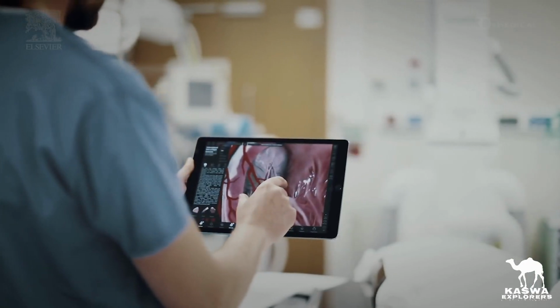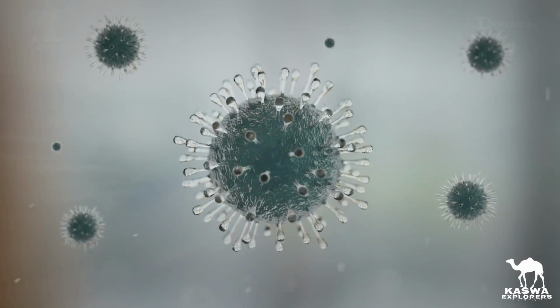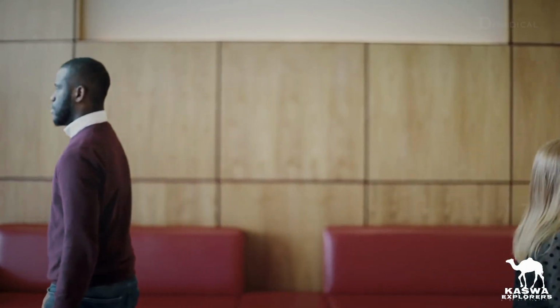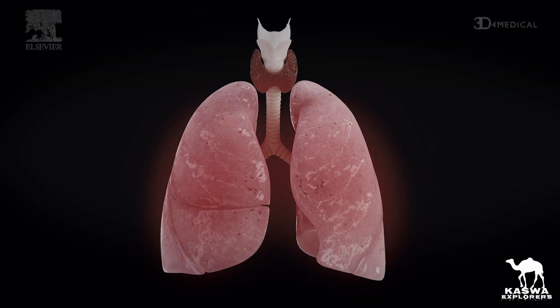The way people can become infected is by droplets that contain the virus. These droplets carry the virus into the air and can enter through the nose, mouth, throat, and lungs of a person who is within 6 feet or 2 meters. The virus infects the lungs, causing the lungs to become inflamed.